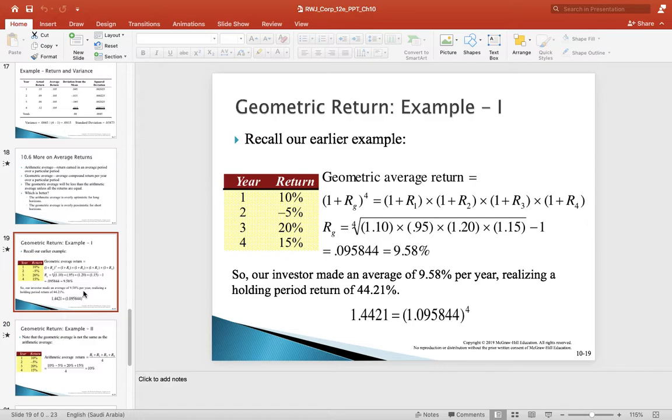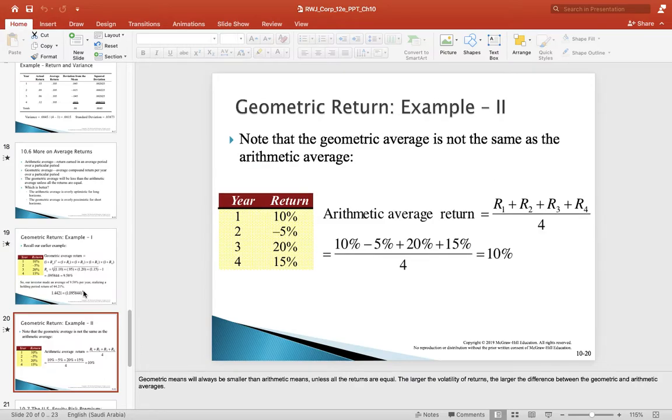How did we calculate the geometric average? 1 plus R1 multiplied by 1 plus R2 multiplied by 1 plus R3 multiplied by 1 plus R4, because 4 returns are there. You multiplied the 4 returns, then took the root for that many years, the fourth root, minus 1, which gives you the geometric average return. In the same way, how do you calculate the arithmetic return? Very simple. 10% minus 5% plus 20% plus 15% is equal to 40%, divided by 4 years, is equal to 10%. That's the simple arithmetic average.